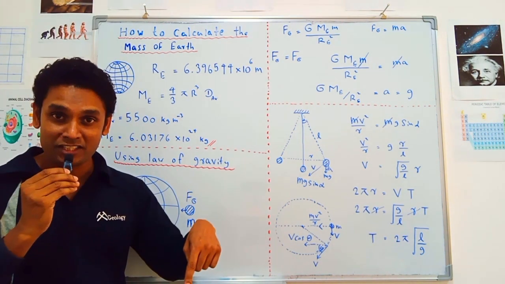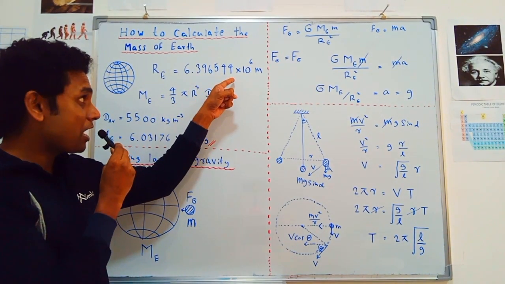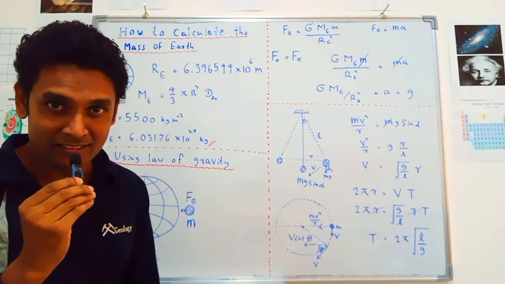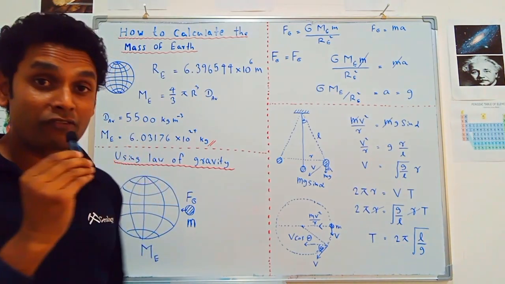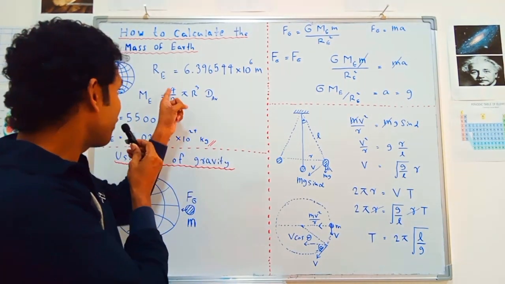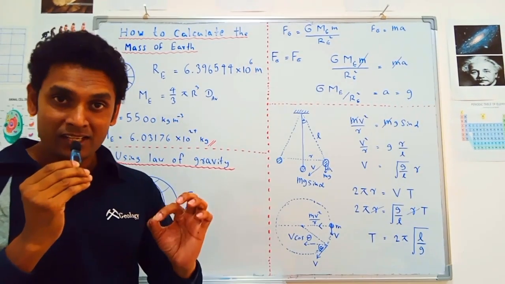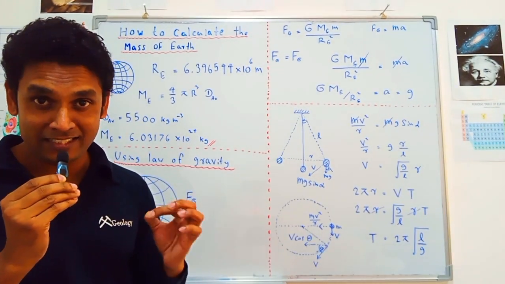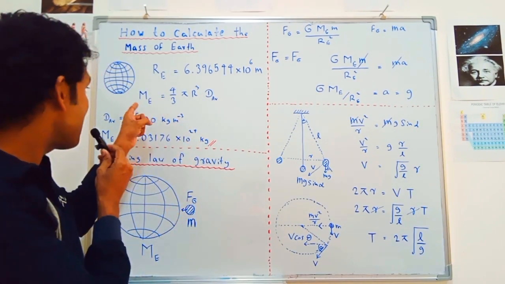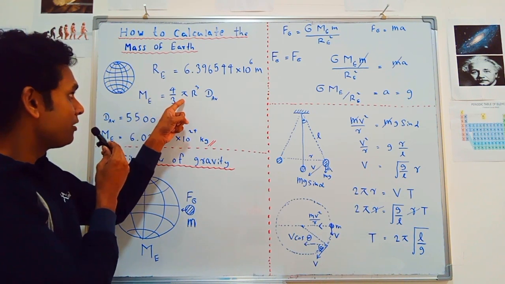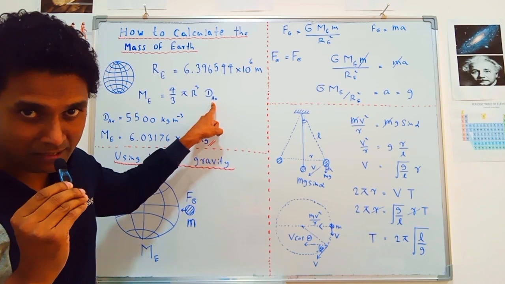According to our last calculation, we know that the radius of Earth is 6.396544 multiplied by 10 to the power 6 meters. And we know that the Earth is a spherical object, so the volume of the Earth is given by 4/3 π r³. If the average density of Earth materials is d_av, then the mass of the Earth will be equal to 4/3 π r³ multiplied by d_av, the average density of Earth materials.